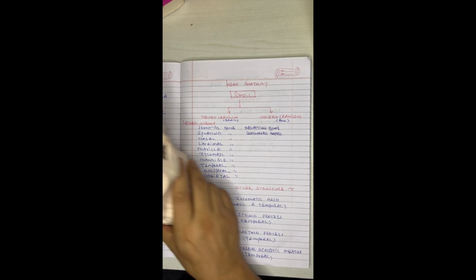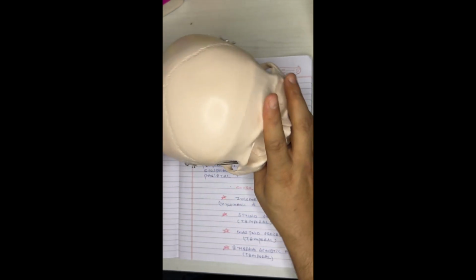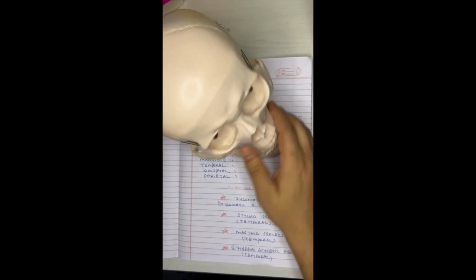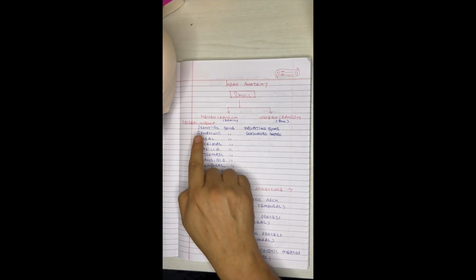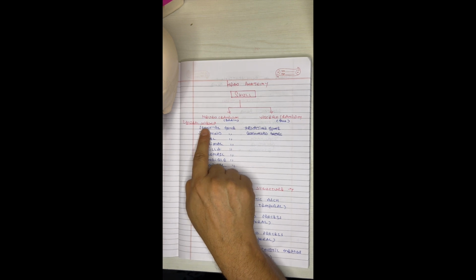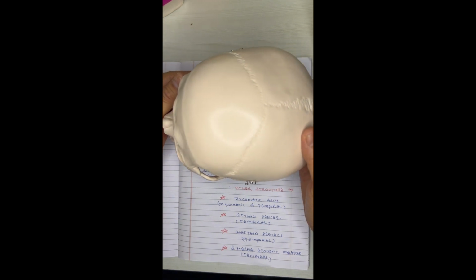Now if we see the skull from the front side, we can see many bones. From the lateral view, we can see some different bones. So if we look from the lateral view, first I would like to show you the bones we can see from the lateral view. If we are looking at the skull from the lateral side, look at the bones here.